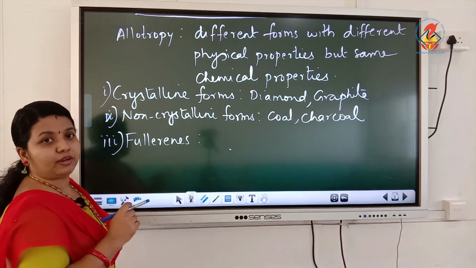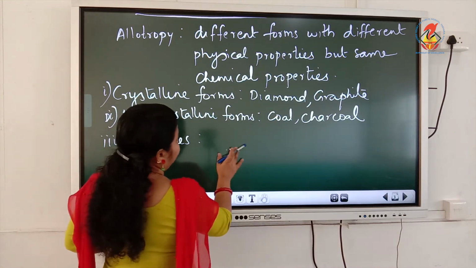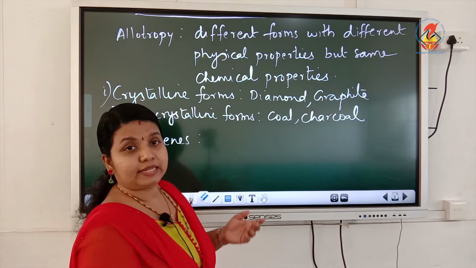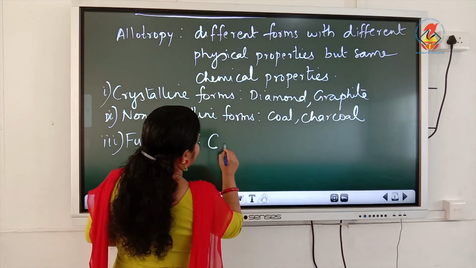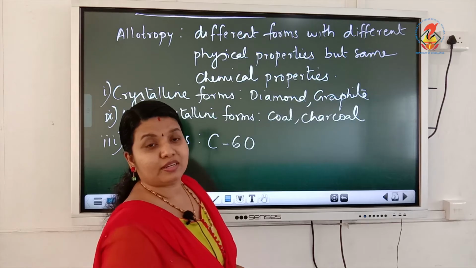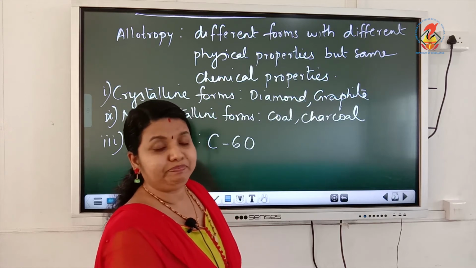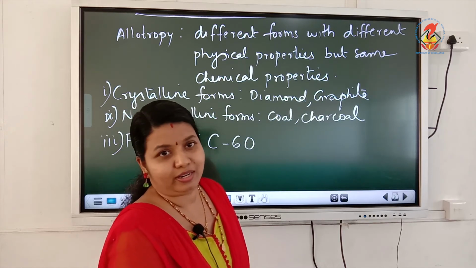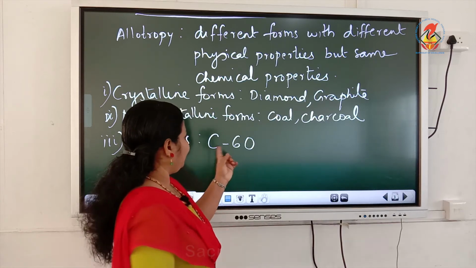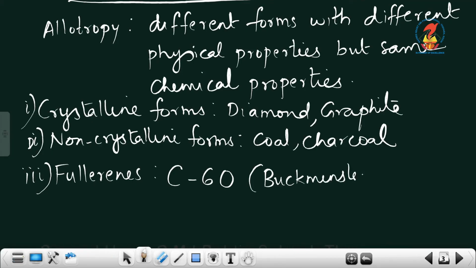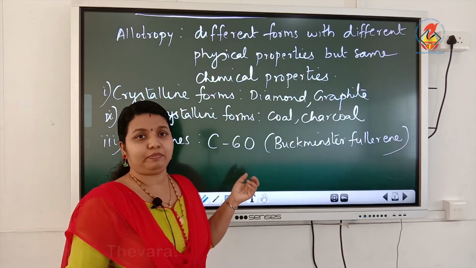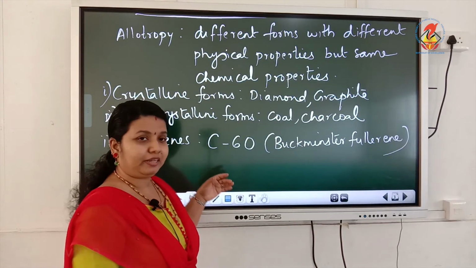fullerenes. Fullerenes are another type of allotropes of carbon. The first identified fullerene is C60, which resembles the geodesic dome designed by the US architect Buckminster Fuller. In honor of that architect, this fullerene is given the name Buckminster fullerene.